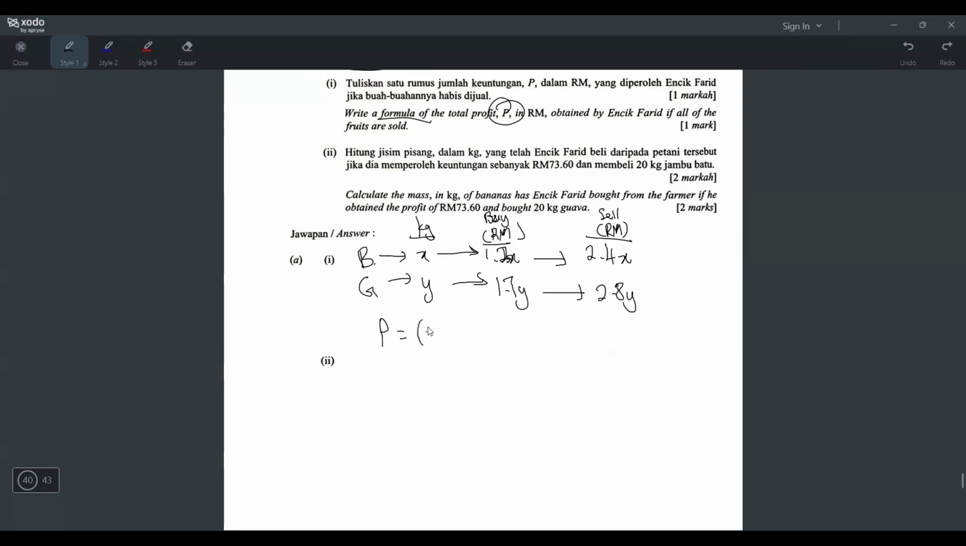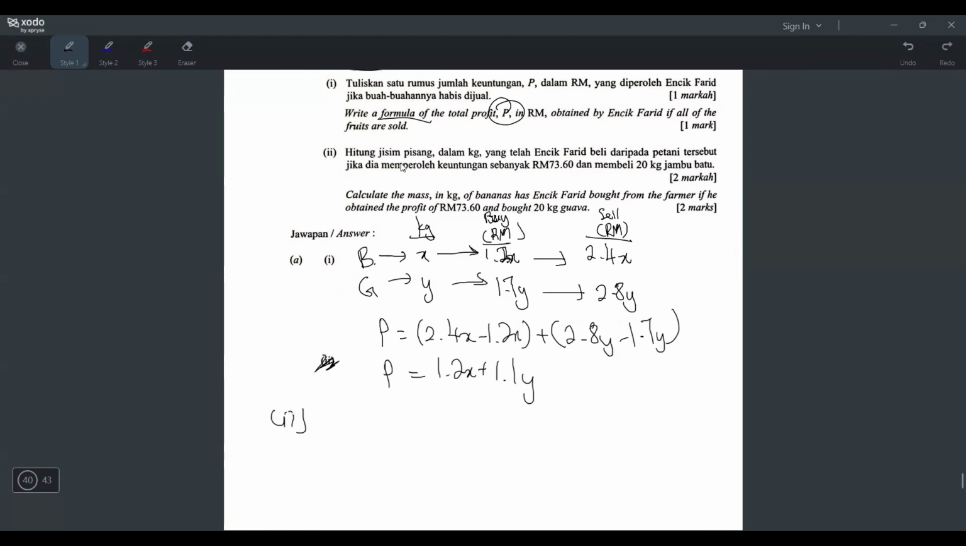So you have to take 2.4x minus 1.2x. If you do that, you will get the total profit for selling banana, plus the profit earned by selling guava, which will be 2.8y minus 1.7y, right? And if you simplify this, you'll get the answer. Okay, the answer is 1.2x plus 1.1y. And this is the answer, okay?